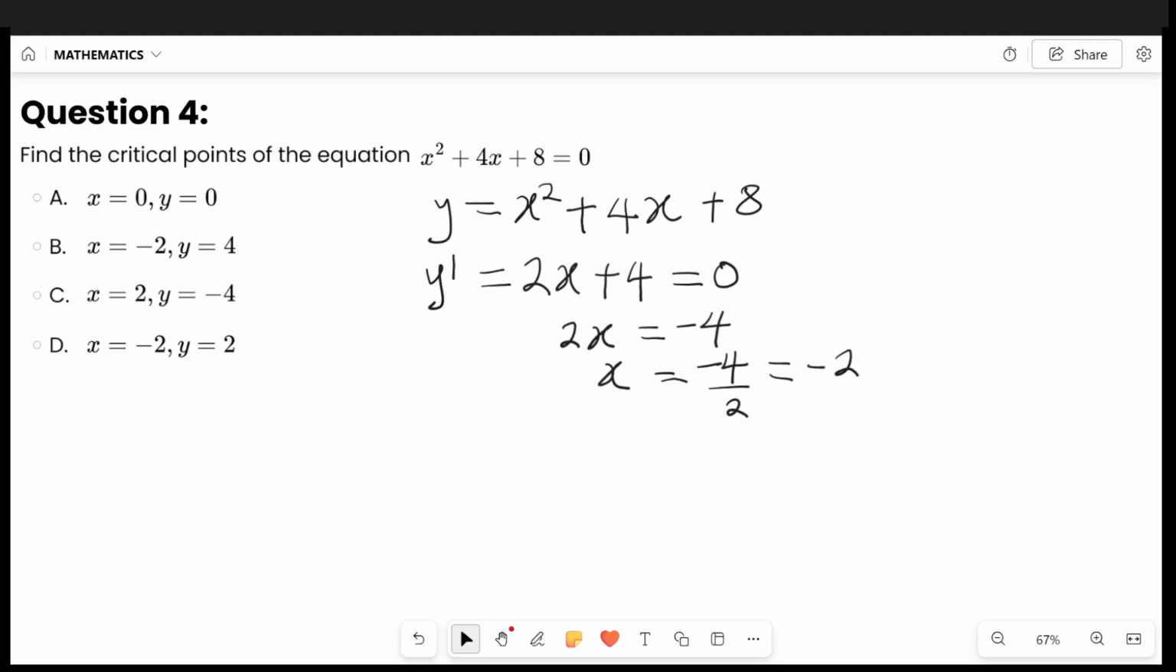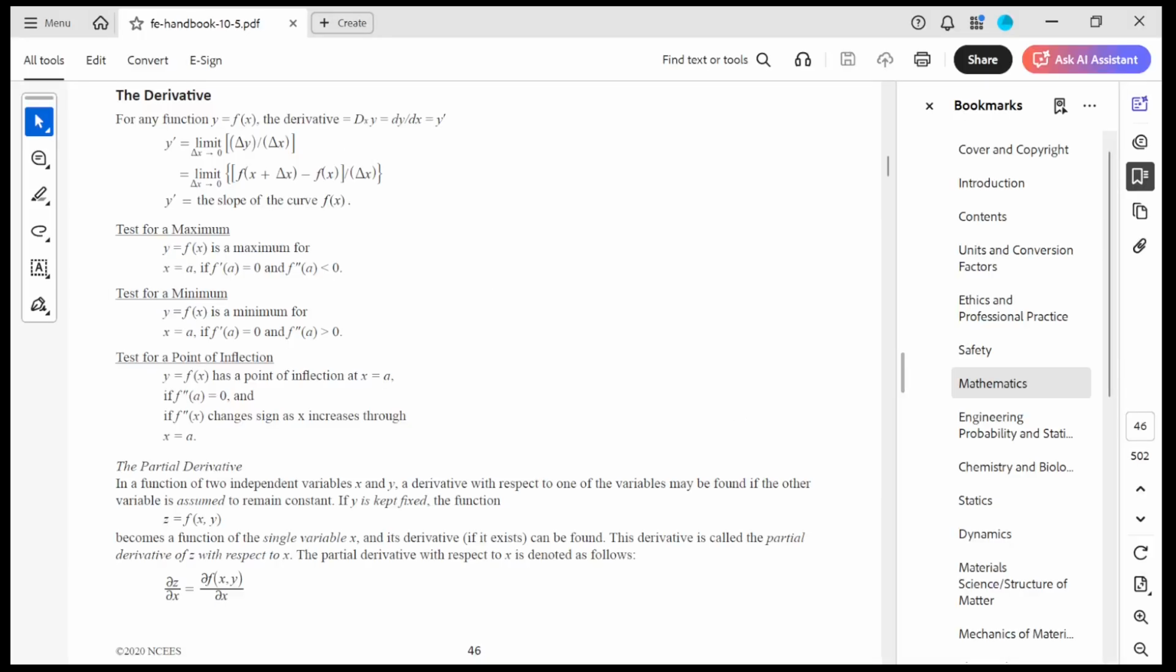Minus 2. Now, in some cases, they might ask you for the minimum value or the maximum value. So now that we have x equal to minus 2, how do you know if it's a minimum x or a maximum x? Let's go to the manual. I always like to use the manual so that you get familiar with the manual as you solve problems. It's very important. So I go to the manual under the derivative section, under mathematics. We see the test for a maximum and the test for a minimum.